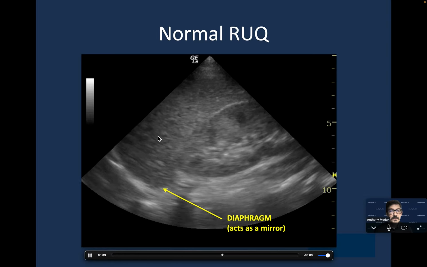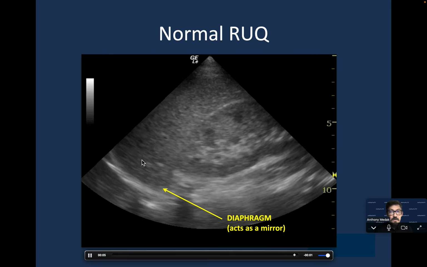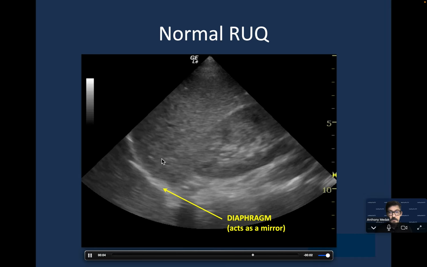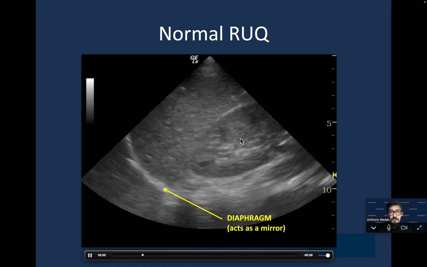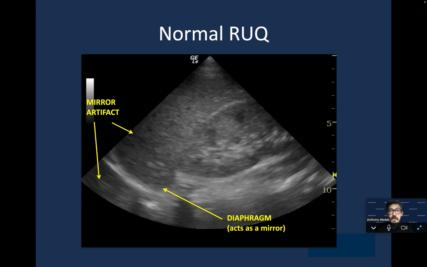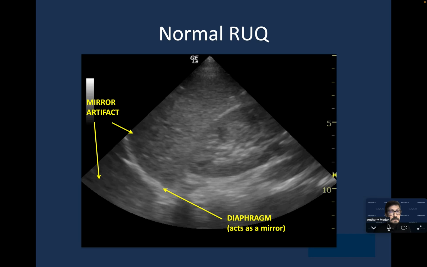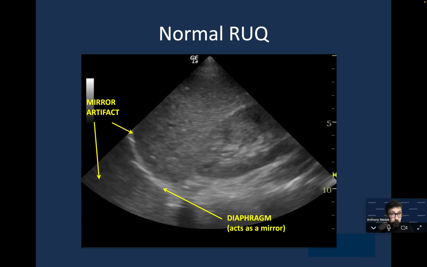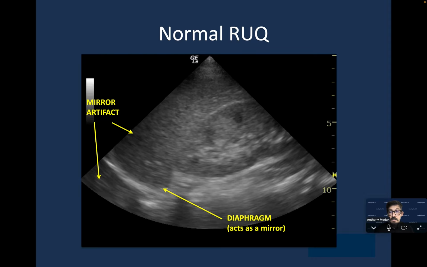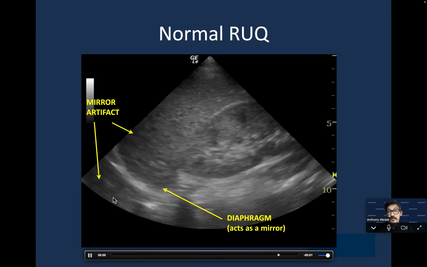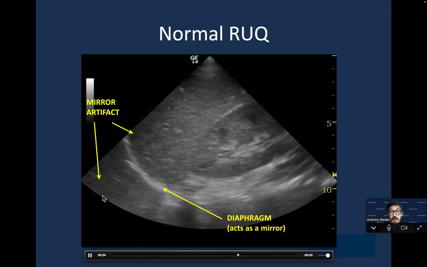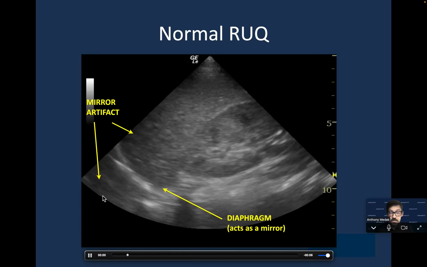And as a result, it tricks the machine into thinking that there is, in this case, liver on this side of the diaphragm and on this side of the diaphragm. Because if you look at it, it looks the same on both sides. And that is a very important thing that in a normal condition that we see, which is called mirroring artifact. And that happens on either side of the diaphragm. It happens around the spleen. It happens around the liver. And it can also happen around the pericardium. But essentially, above the diaphragm, you're not going to see healthy lung. You're going to see what looks like liver on both sides of the diaphragm. And if you don't, that's a tip-off that something is wrong.